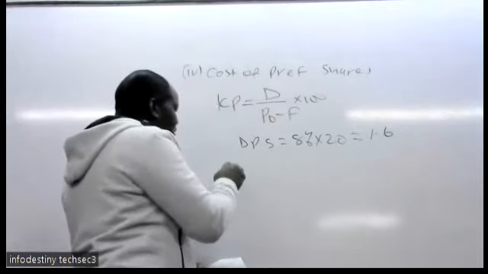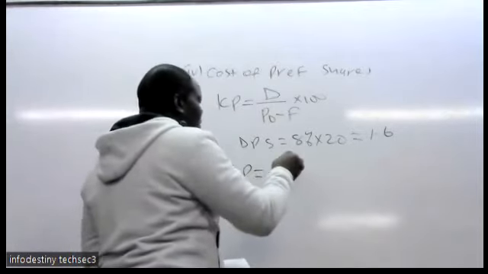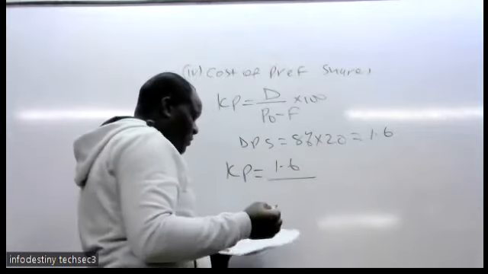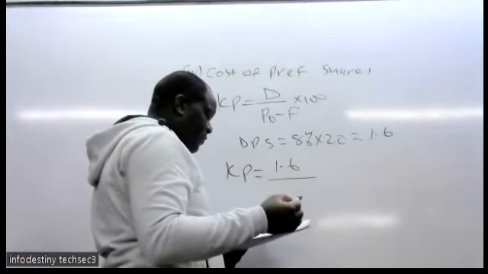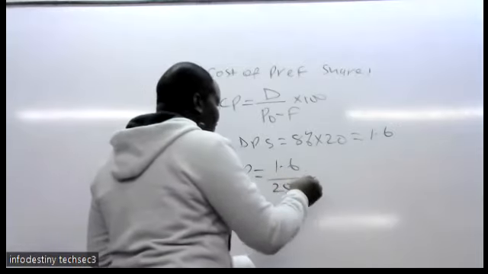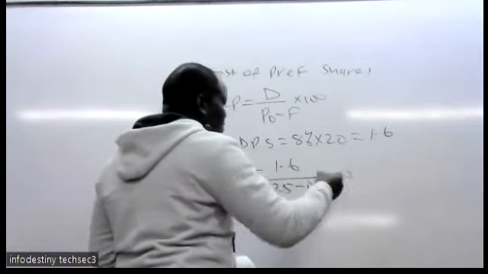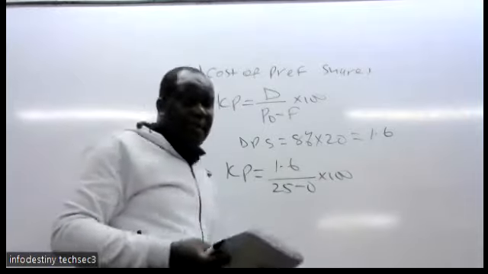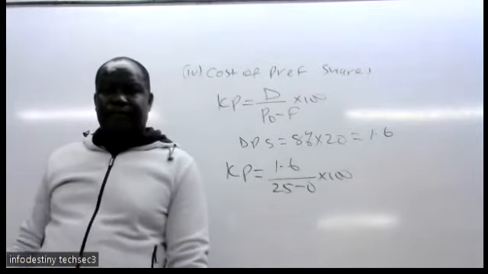So now to get our Kp, it is 1.6 divided by P0, which is 25. That is what is given in note number 5. There was no flotation cost. Then you express it as a percentage.